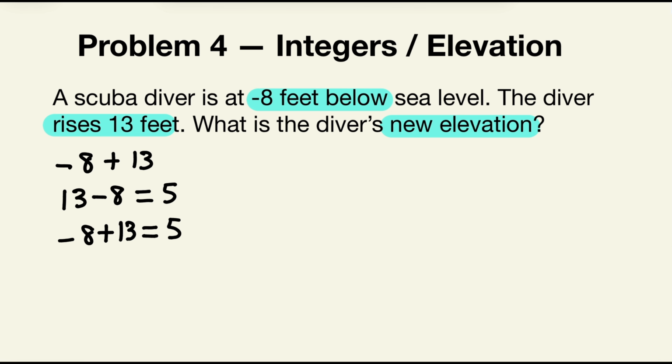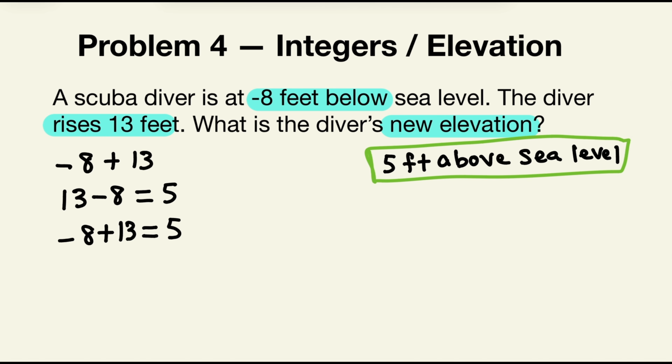And to answer the question, the diver is now 5 feet above sea level. So we'll just write that here, 5 feet above sea level. And that is the final answer. So as far as a common mistake is concerned, I would say it is forgetting what the answer means in this situation. On the SOL, always connect your answer back to the context. With that, let's move on to the next question.